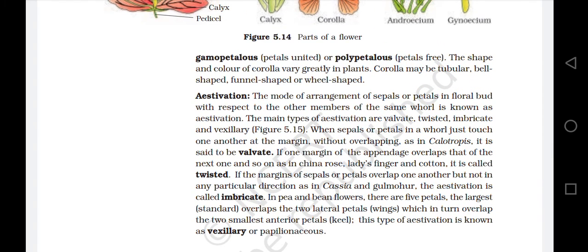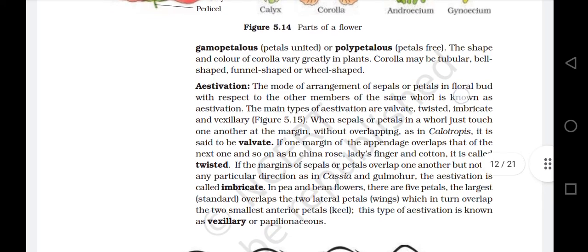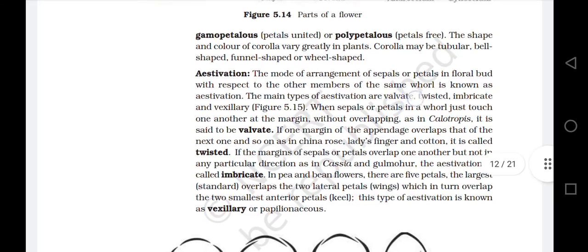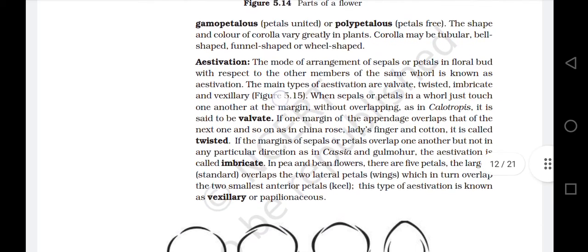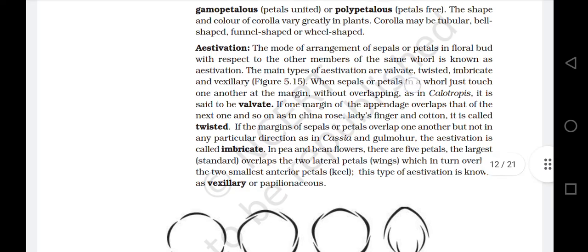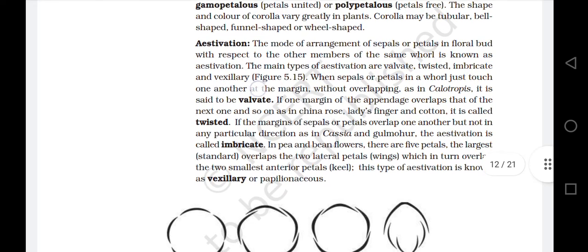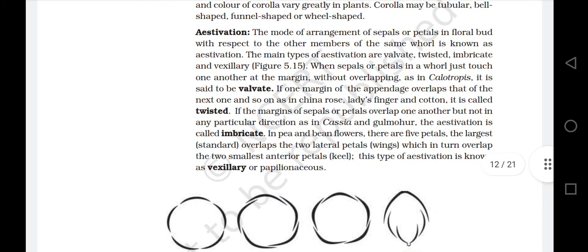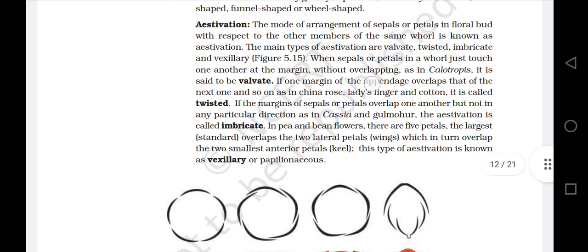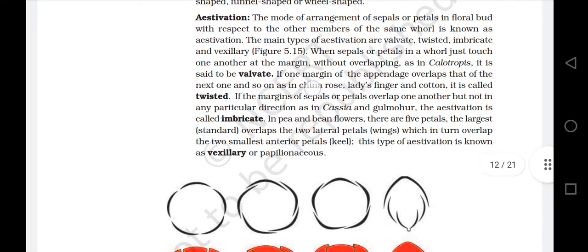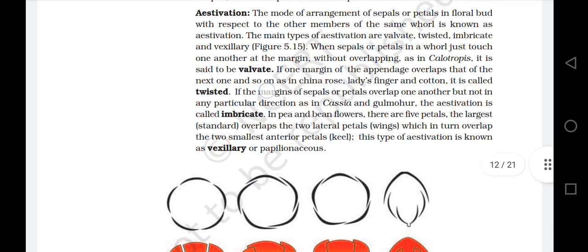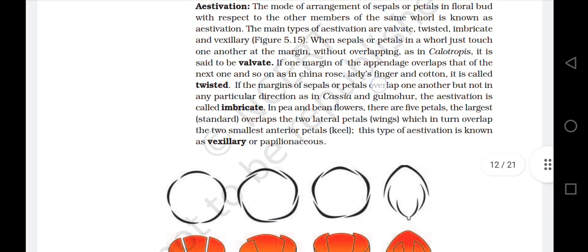Estivation. The mode of arrangement of sepals or petals in a floral bud with respect to the other members of the same whorl is known as estivation. The main types of estivation are valvate, twisted, imbricate, and vexillary. Figure 5.15. When sepals or petals in a whorl just touch one another at the margin without overlapping, as in calotropis, it is said to be valvate.